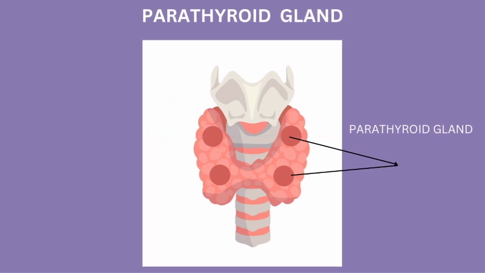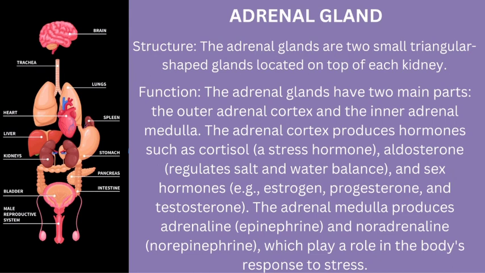Location for parathyroid hormone. Now the fourth is adrenal gland. Structure. The adrenal glands are two small triangular-shaped glands located on top of each kidney. Function. The adrenal glands have two main parts, the outer adrenal cortex and the inner adrenal medulla.